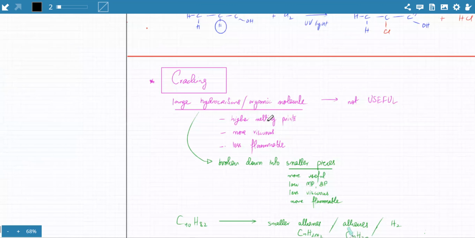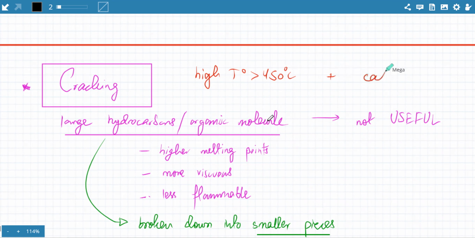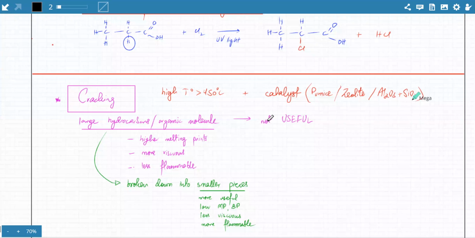ये cracking and we missed one thing, and that is what are the conditions of cracking? Now the conditions for cracking are you use high temperatures, and the temperatures are usually greater than 450 degrees centigrade, and you use a catalyst as well. The catalyst that's used is known as pumice. It's a type of rock, also known as zeolite, Al2O3 or a mixture of Al2O3 and SiO2. It's a type of rock.